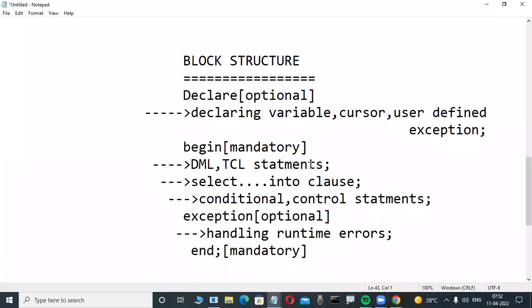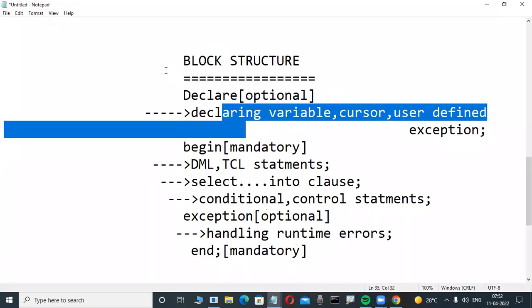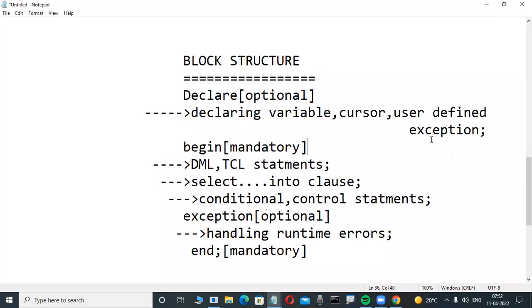At least this block structure, note it down. Declare optional, begin mandatory, exception optional, end mandatory. These are all the things we are learning practically. That's why anybody interested to learn, tomorrow onwards don't miss the class. Why? Because practically we are starting. How can I declare a variable? How can I retrieve the data? How can I display the data? All the things we are studying practically. It will take time because there is so much syllabus, but for a pure PLSQL developer, anybody interested to apply for jobs as a PLSQL developer, this is the best way.